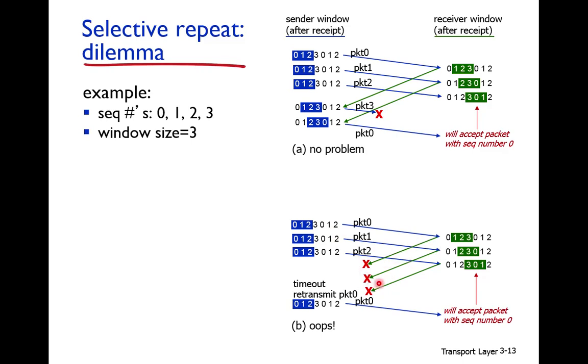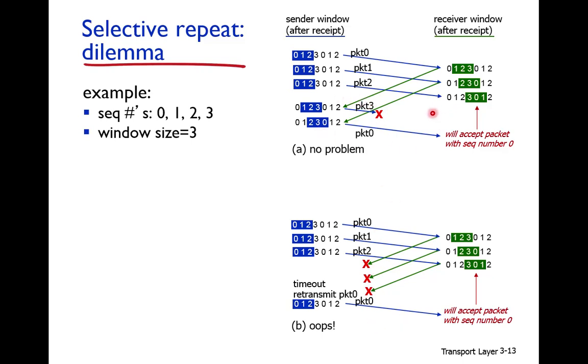When these acknowledgements are lost, suppose packet number 0's timer expires, so packet number 0 is retransmitted. Packet number 0 has the sequence number 0. When it arrives, the receiver will consider that this is the fifth packet, so it will be placed here. Although it is not the fifth packet, it is the first packet, it is retransmitted, and its acknowledgement is lost. So here are figure A and figure B.